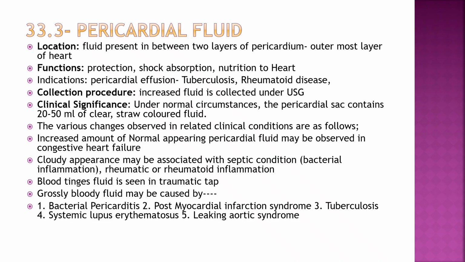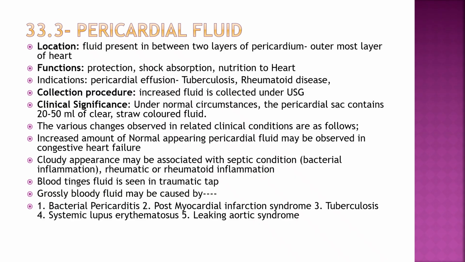Pericardial fluid is present between the two layers of the pericardium. The outermost layer is the pericardium, and it has two layers, visceral and parietal pericardium. The space between the visceral and parietal pericardium contains the pericardial fluid. It functions as protection, shock absorption, and nutrition to the heart. Pericardial effusion may be because of tuberculosis or rheumatoid disease. It is mostly collected under sonography.